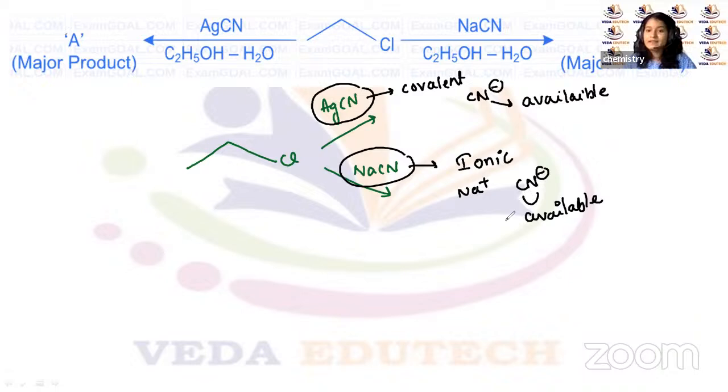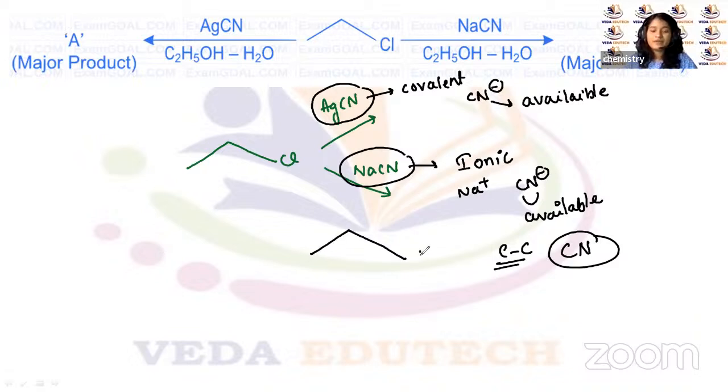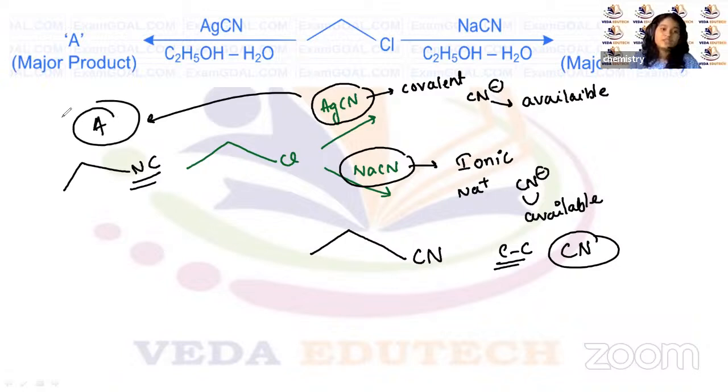And here, as we know, the carbon-carbon bond is more stable. So the attack will be from CN. So here we are going to get what, children? We are going to get cyanide, RCN. Here in case of AgCN, we are going to get isocyanide, RNC. So this is going to be your major product and this is going to be your major product here. Yes, I hope everyone understood this question. Is it clear?